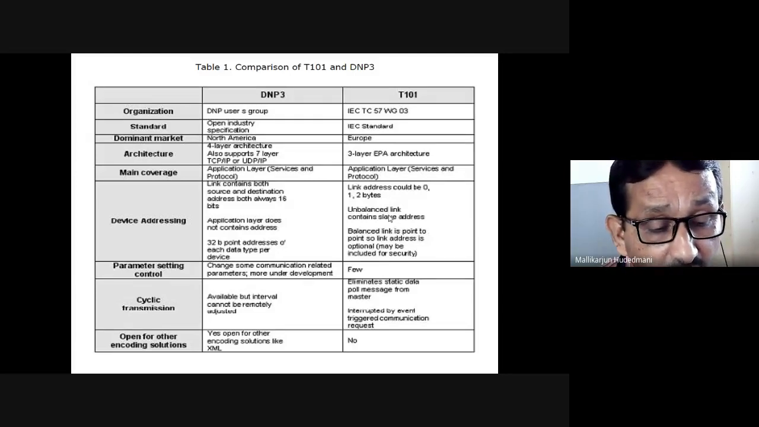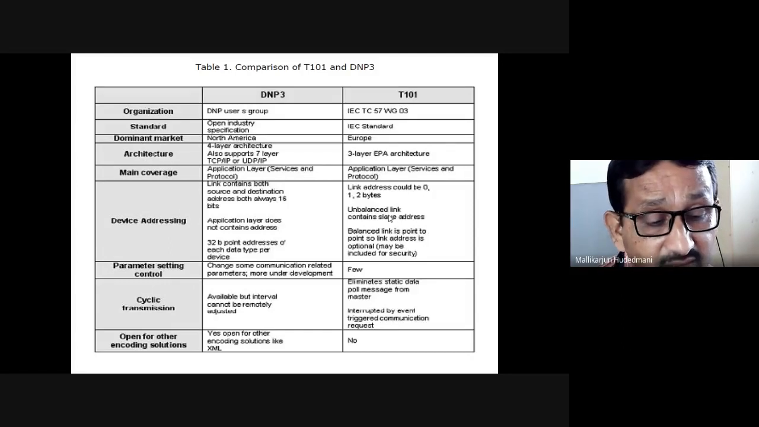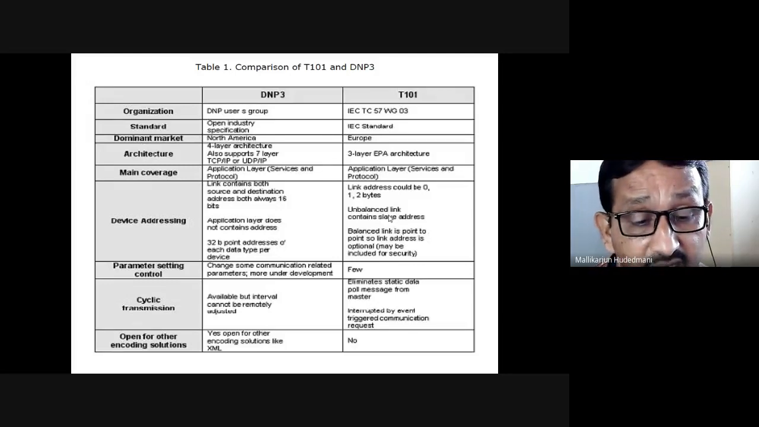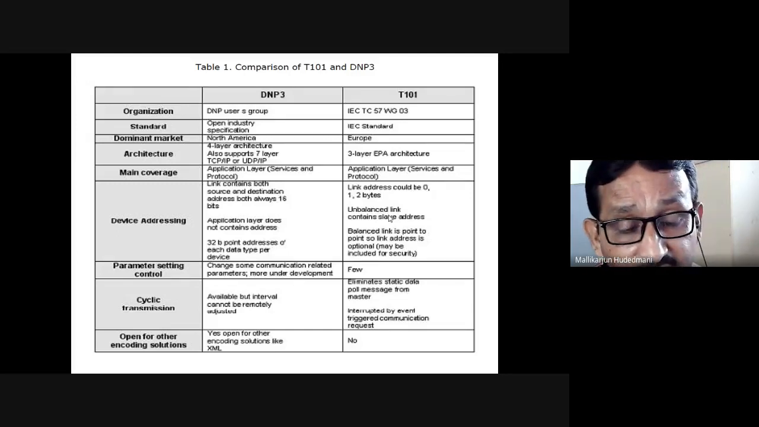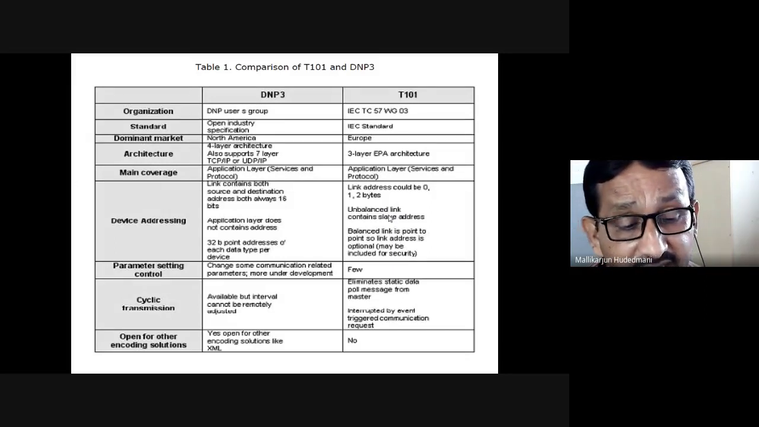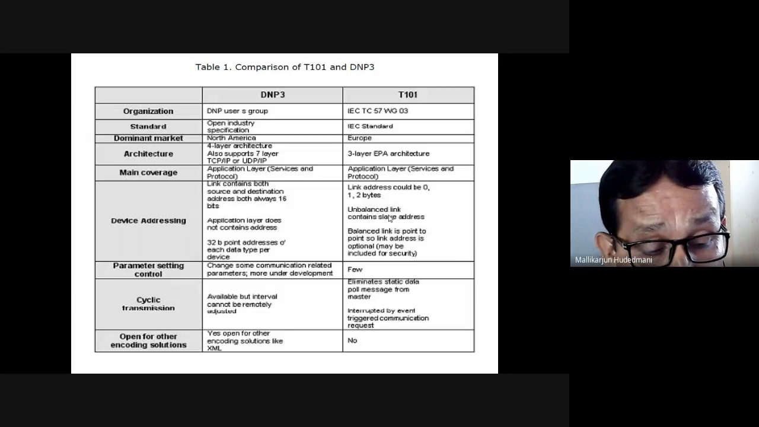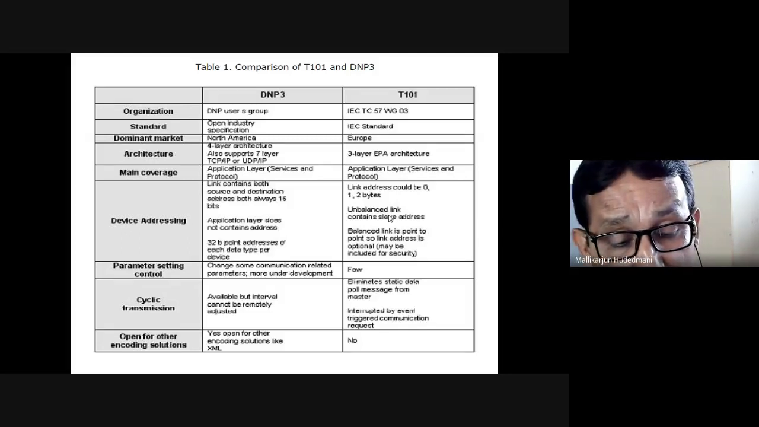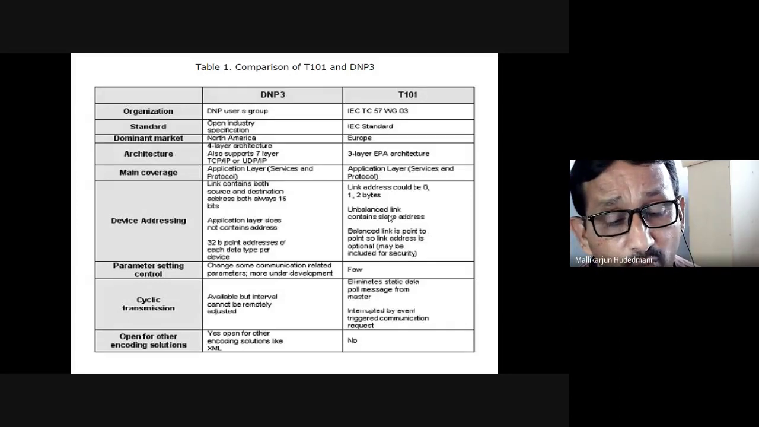Or the application layer does not contain addresses, which is a 32-bit point-to-point address, each data type per device. In T101, the link address could be 0, 1 or 2 bytes. Here it is 16-bit, 2 bytes only. Here it can be 0, 1 or 2 bytes. There is a freedom of sending the information for the devices. An unbalanced link contains the slave address. So in DNP both source and destination, but in T101 unbalanced, only the slave is contained. Who has to respond? That's all. T101 is saving the width of data communication.